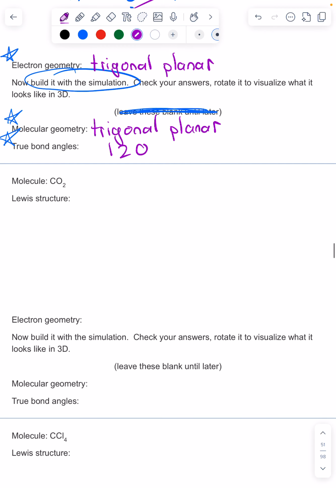All right, CO2, we did this one already. We'll go through this kind of fast. Again, good practice for you to go ahead and pause.